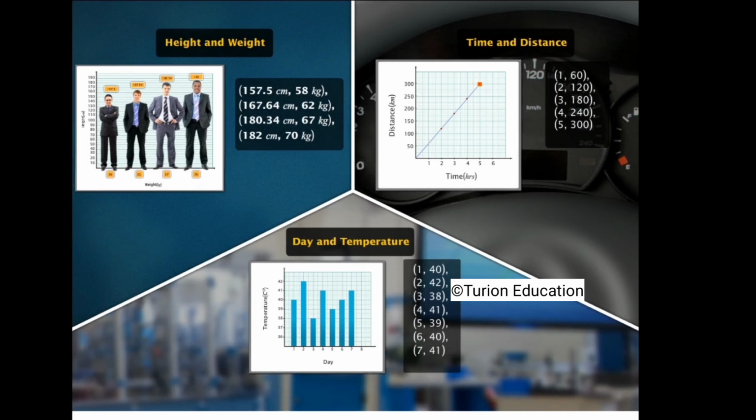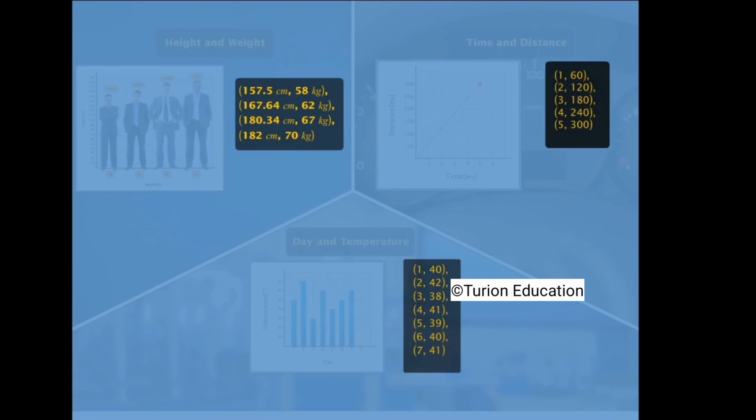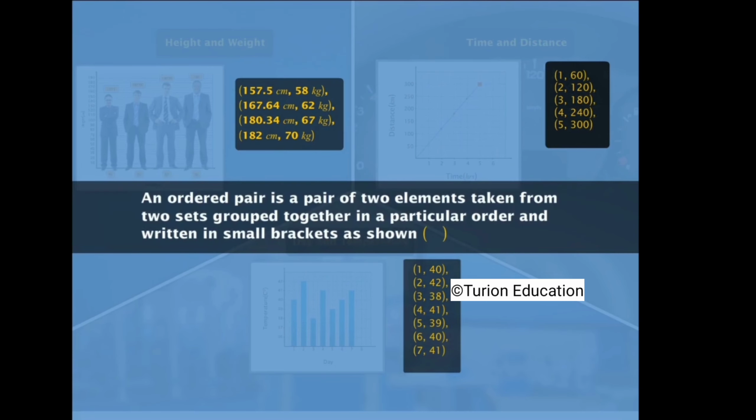Let's see the three cases considered in the beginning. Notice that in all these cases, information from one set is paired with another. By generalizing this, we may say that an ordered pair is a pair of two elements taken from two sets grouped together in a particular order. The elements of the ordered pair are written within the parenthesis and separated by comma.